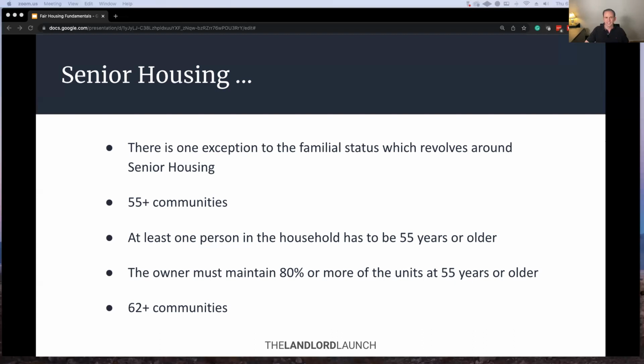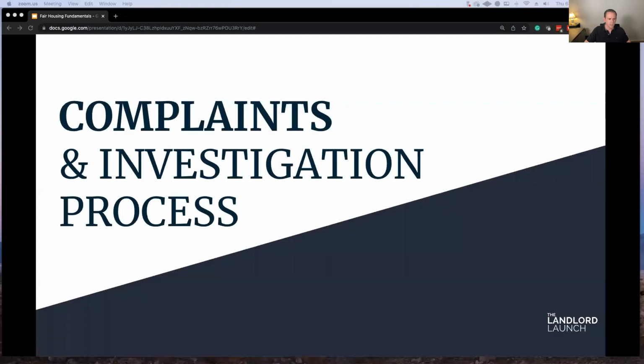So if you're a single family homeowner, you're probably not dealing with this type of stuff, but it's good to know because, heck, maybe one of these days you'll want to get into senior housing. It is very profitable, very profitable. Okay, let's talk about what happens if somebody files a complaint, what the investigation process looks like, some of the potential penalties and fees, and just what that looks like in general.